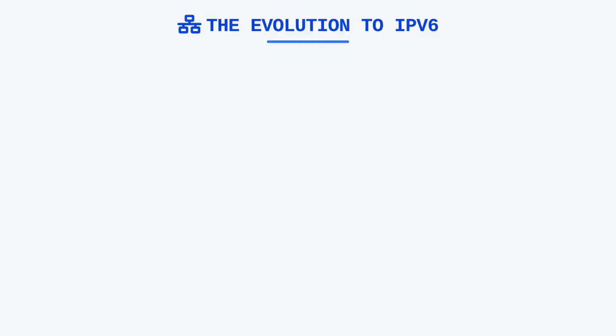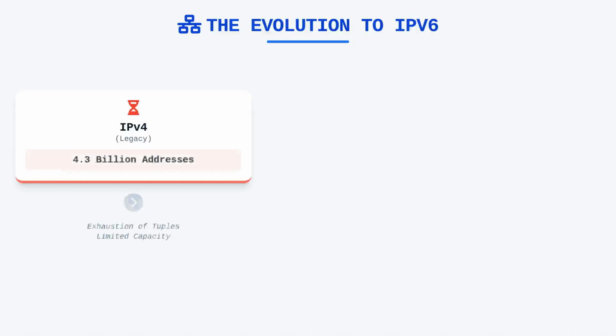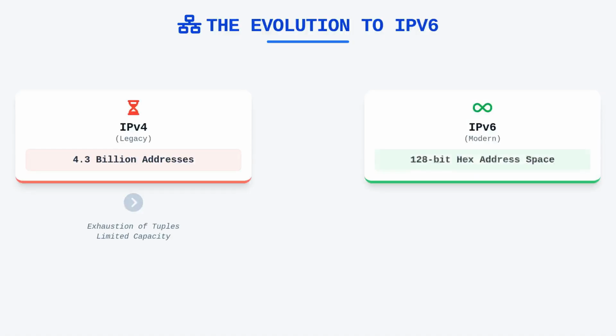The necessity for IPv6 arose directly from the exhaustion of available IPv4 tuples, which provided only about 4.3 billion unique identifiers. IPv6 expands this address space to 128 bits, utilizing a hexadecimal format that is significantly larger and more robust. These addresses are represented as 8 groups of 4 hexadecimal digits separated by colons, which allows for a near infinite number of devices to be networked globally.